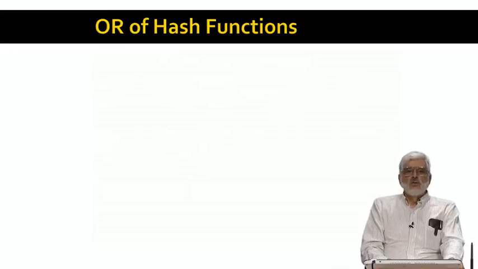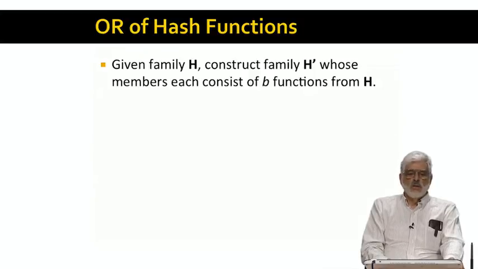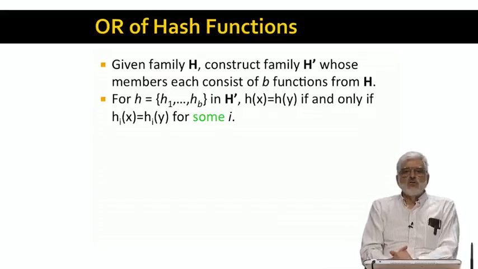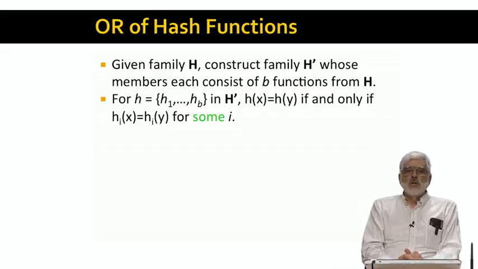We also have an OR construction that corresponds to combining bands. Again, we'll start with an LSH family H and construct a new family H'. Each member of H' will be constructed from a set of b functions from H. Let little h be a typical member of the family H' and let x and y be elements to which we want to apply little h. Then we say h of x equals h of y if and only if hi of x equals hi of y for at least one value of i in the range 1 to b.